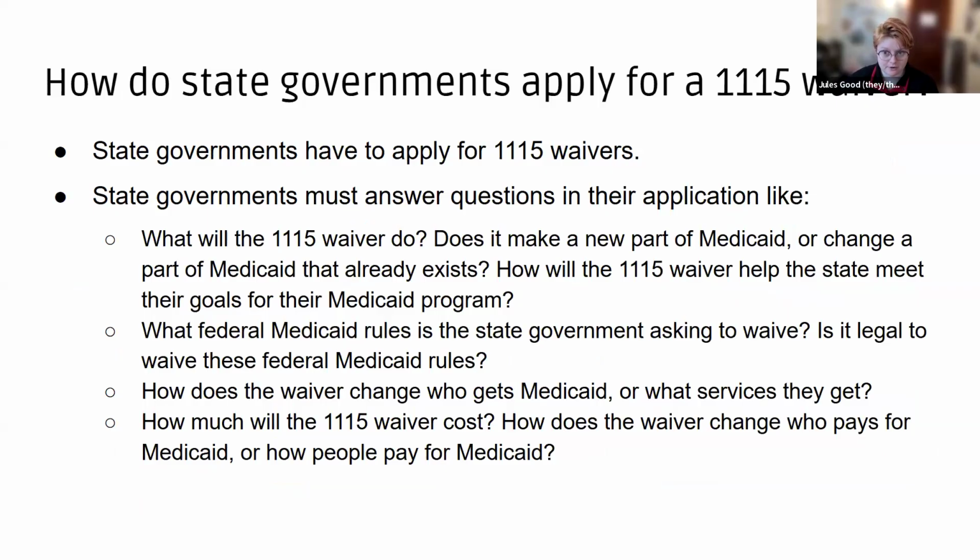So how do state governments apply for an 1115 waiver? They have to submit a written application, and some of the questions on that application are things like: What will the waiver do? Does it make a new part of Medicaid or change a part of Medicaid that already exists? How will the waiver help the state meet their goals for their Medicaid program? What federal Medicaid rules is the state government asking to waive? Is it legal to waive those federal Medicaid rules? How does the waiver change who gets Medicaid or what services they get? And how much will the 1115 waiver cost? How does the waiver change who pays for Medicaid or how people pay for Medicaid? So there's a lot of details that state governments have to answer or write about when they submit their application for an 1115 waiver.